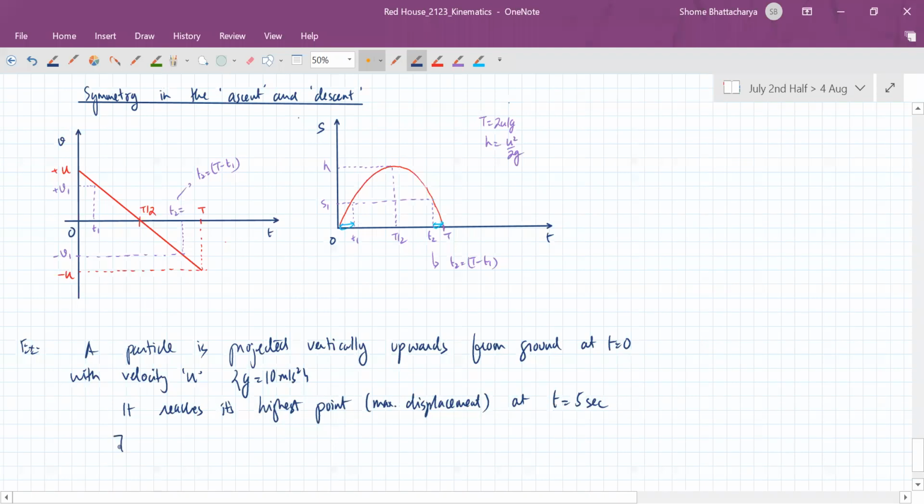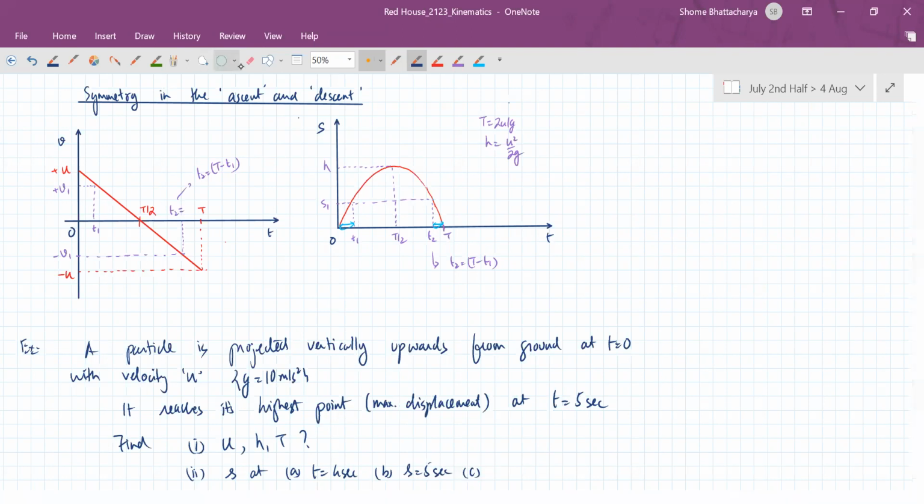So from this we have to find u, the maximum height itself, the total time of flight, the standard things. You have to find the displacement at t equal to 4 seconds, t equal to 5 seconds, and so not s but t, and again at 6 seconds.